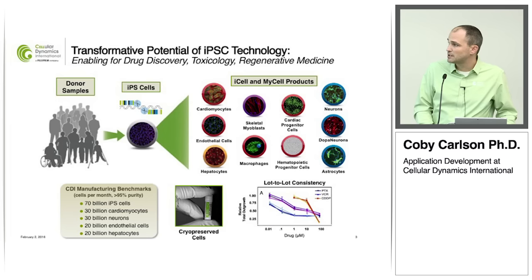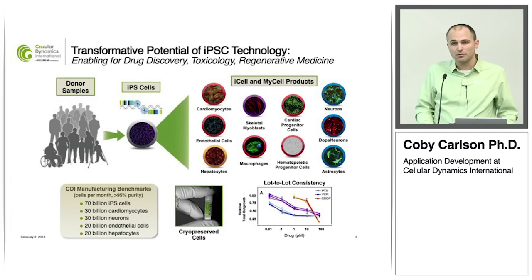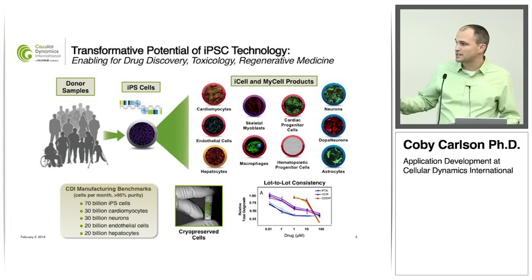You can see a lot of those listed, and under where it says iCell and MyCell, our iCell products are our normals, from one single donor. All of the catalog items on there, cardiomyocytes, skeletal myoblasts, et cetera, come from a normal healthy donor. The transformative power and potential of iPSC is to get into different donors. I'm not going to spend too much time on it, but many people know how to reprogram and differentiate.